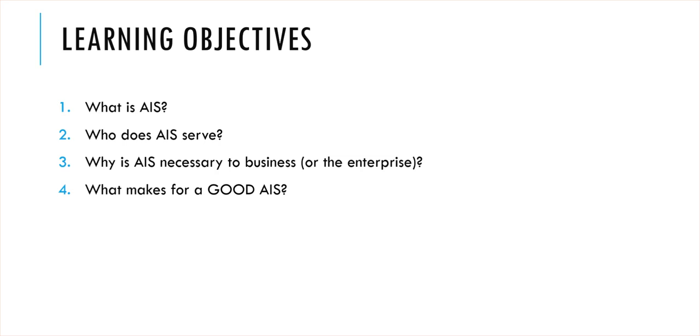What we're going to say about AIS is that it functions in a certain way that creates an environment where it can be supportive of the function for the enterprise. And that's our approach. We aren't going to list these things in bullet points that say, if you don't have these things, you don't have an AIS. We are going to look at it more as a function. What functions does it perform? And then we're going to talk about who it serves. And then the third one, why is it necessary to business or enterprise?